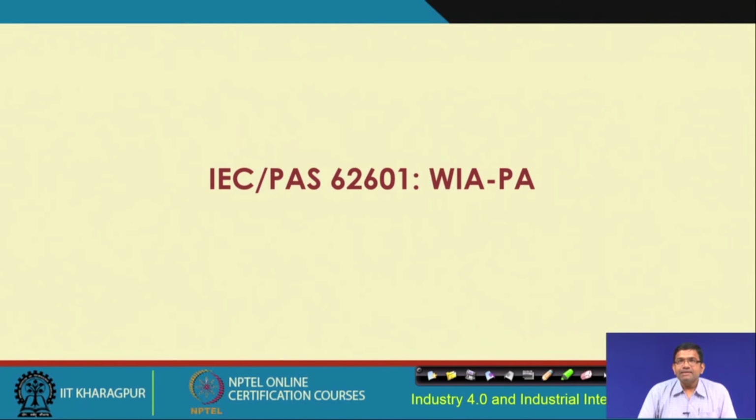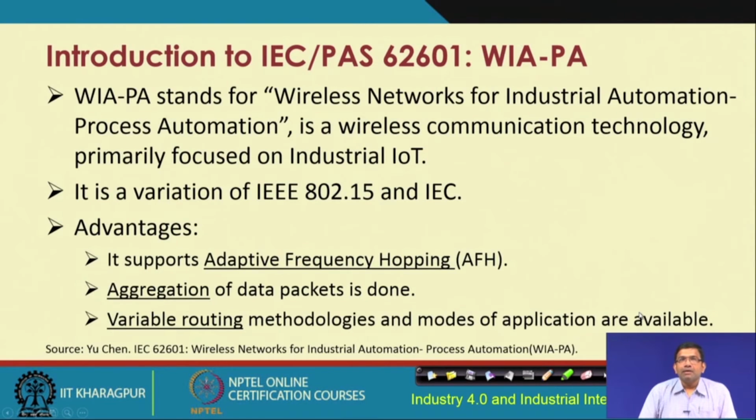The next one is IEC PAS 62601 WIA-PA. WIA-PA stands for wireless applications for industry automation and process automation. This is a standard wireless communication technology focused on industrial IoT. It is kind of a variant of 802.15 and an IEC standard. The advantages of this protocol are that it supports adaptive frequency hopping, which makes it more secure, aggregation of data packets, and variable routing protocols.